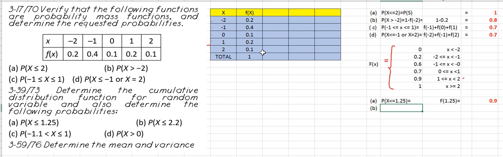How about B? B is less than or equal to 2.2. So we're looking for the probability that x is less than or equal to 2.2. So this is equal to f of 2.2. What is f of 2.2? I think it's the sample space. Everything is less than or equal to 2.2, so f of 2.2 is falling on greater than or equal to 1. It would be falling here. So it would be 1.